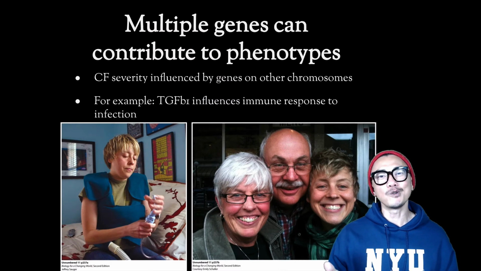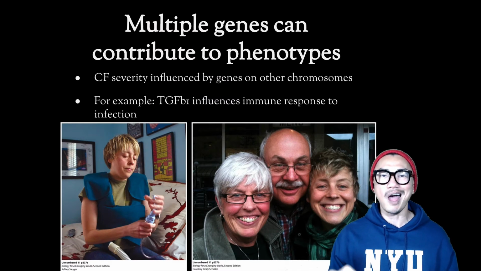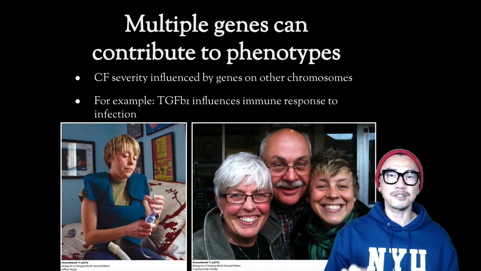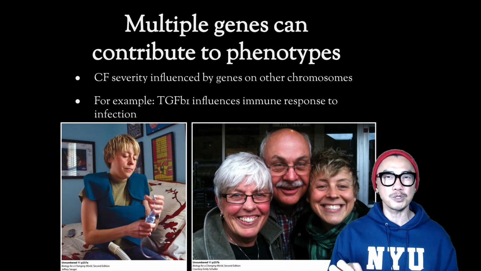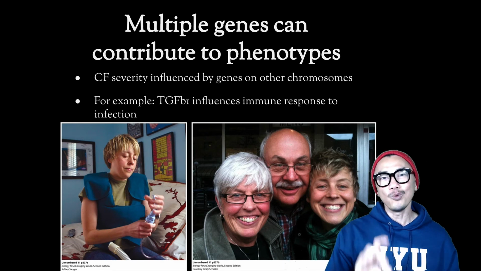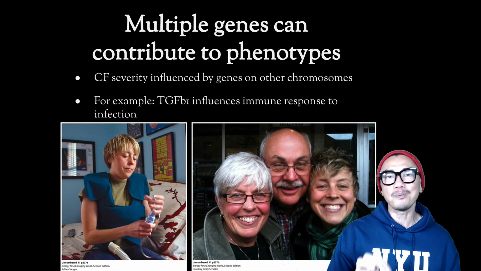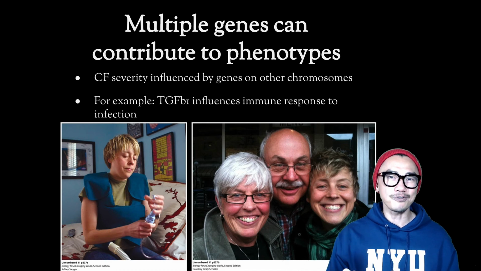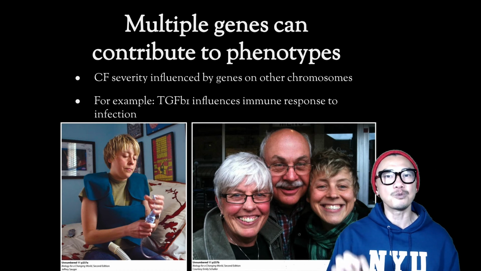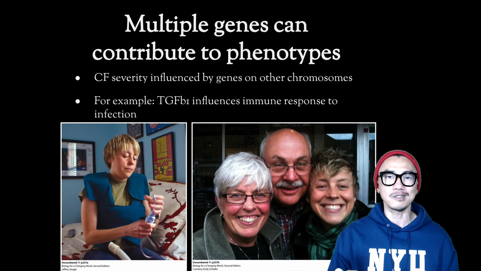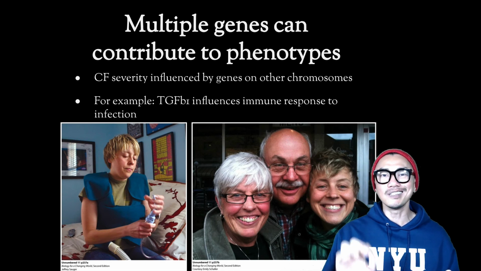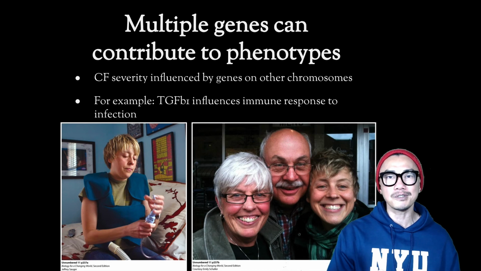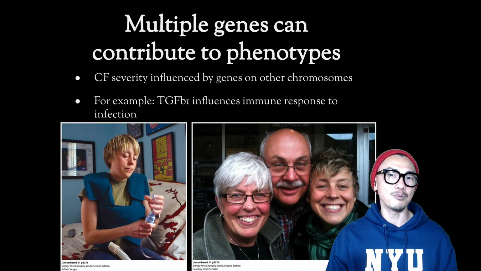The cystic fibrosis story isn't as simple as one gene with 2 alleles. The severity of cystic fibrosis can be influenced by genes on other chromosomes as well. One example is TGF-beta 1, which influences the immune response to infections caused by CF. The photos on this slide show Emily Schaller living with cystic fibrosis and Emily spending some time with her parents.